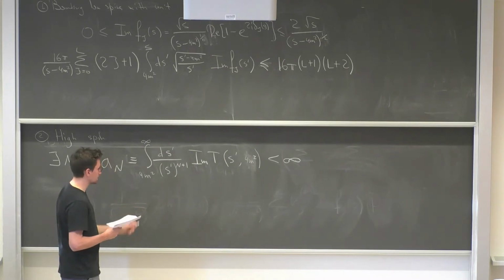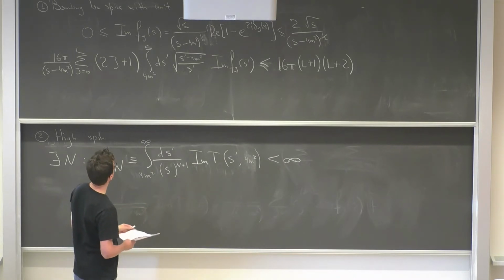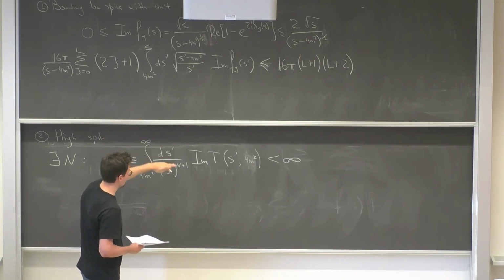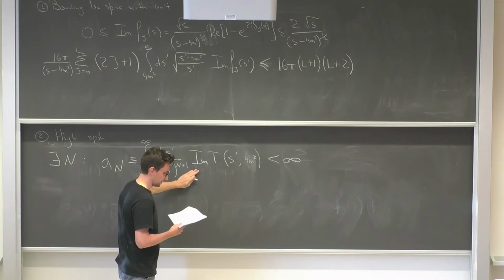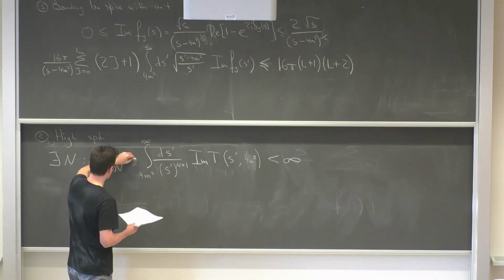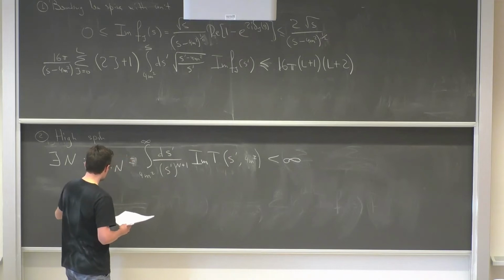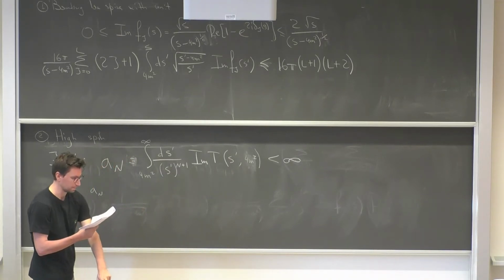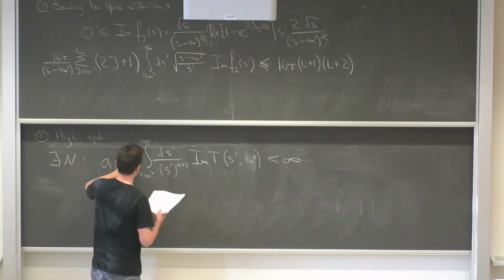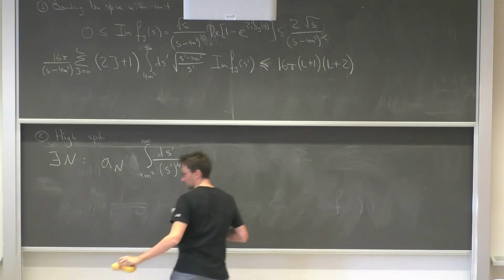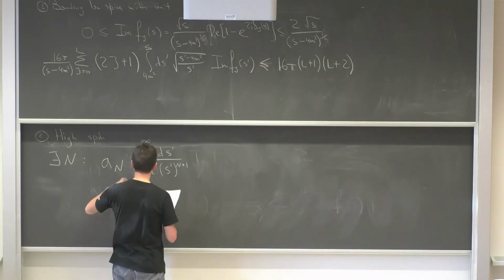And now the idea is simply that you take the partial wave expansion and you plug it into this formula. So let's start with this a_n, and we plug the partial wave expansion there. So let me write it.